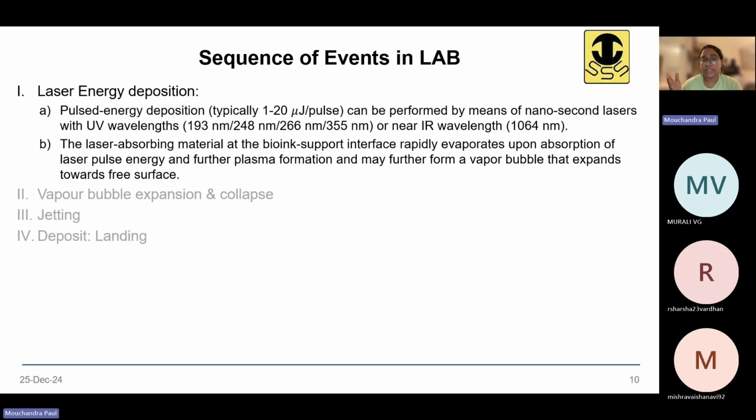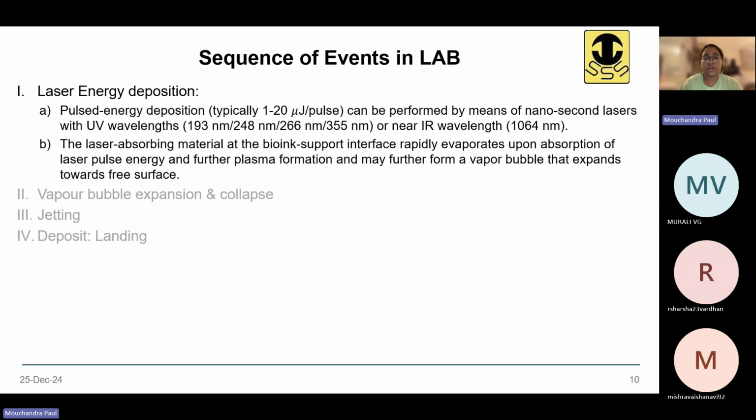So different pulsing rates will also affect how much total laser energy is getting deposited on the ribbon. That is why it is said per pulse. So per pulse, the energy is this much. If the pulsing rate is higher, the energy deposited will be higher. And the lasers usually have a UV wavelength, like 193, 248, 266, 355, or a near IR wavelength, like 1064.